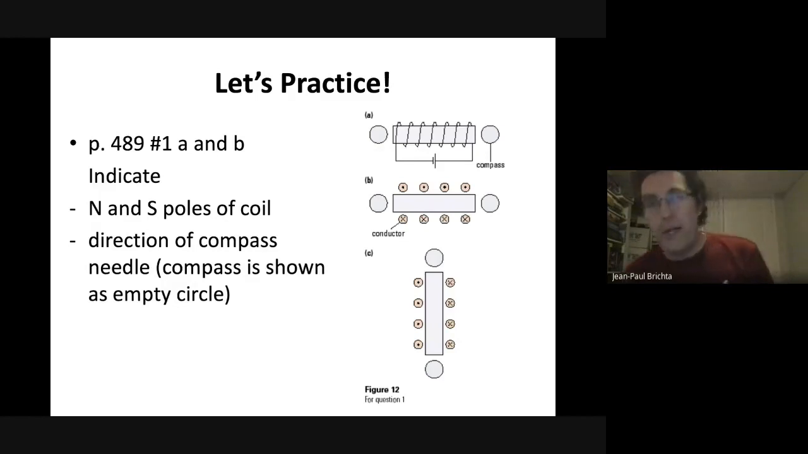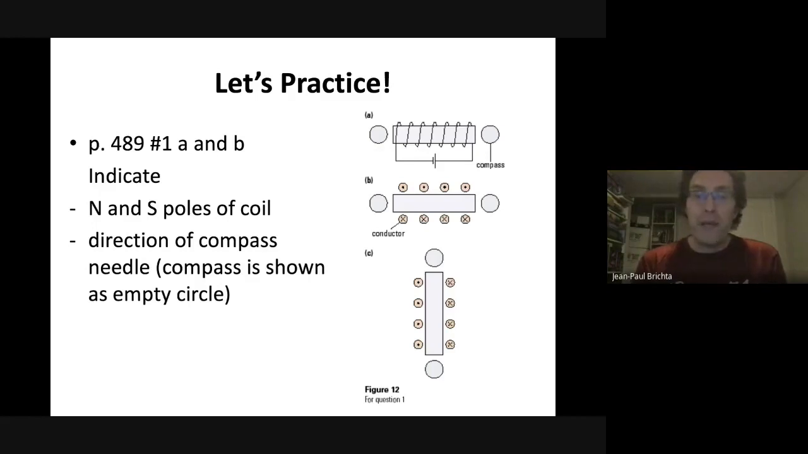All right. So if I do this one again, looking at it the way I would look at it, if I were looking at the page myself, my thumb is pointing off to the right. So that means that the right side of the solenoid is the North Pole. And since the magnetic field lines come out of the North Pole, both of the compasses will be deflecting to the right. So they'll be pointing to the right.